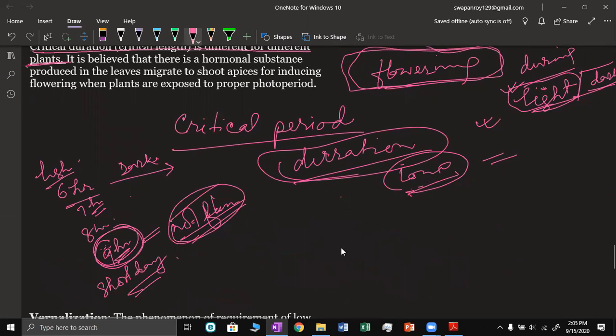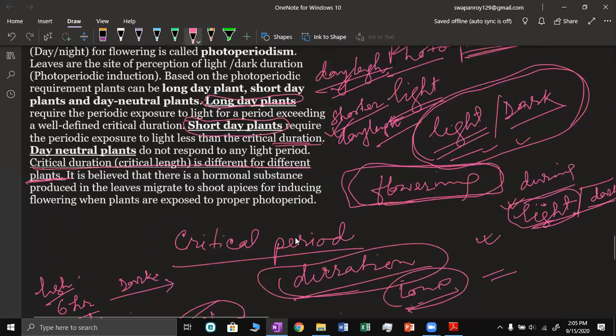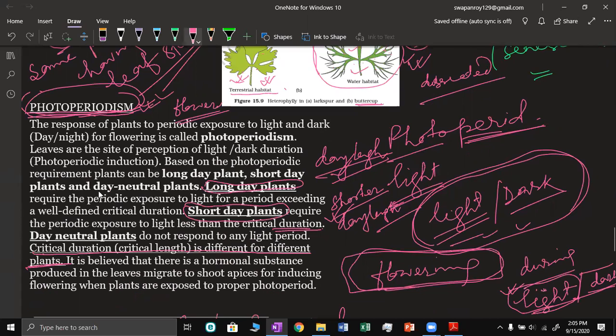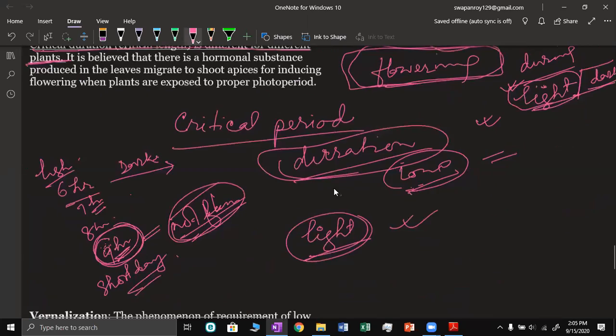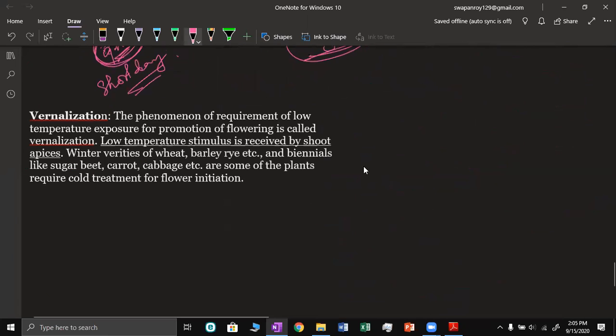Of course, some plants do not respond to this light period. They usually flower at any duration of light and dark they are getting. Those plants are known as day neutral plants. So: long day, short day, day neutral, photoperiodism.